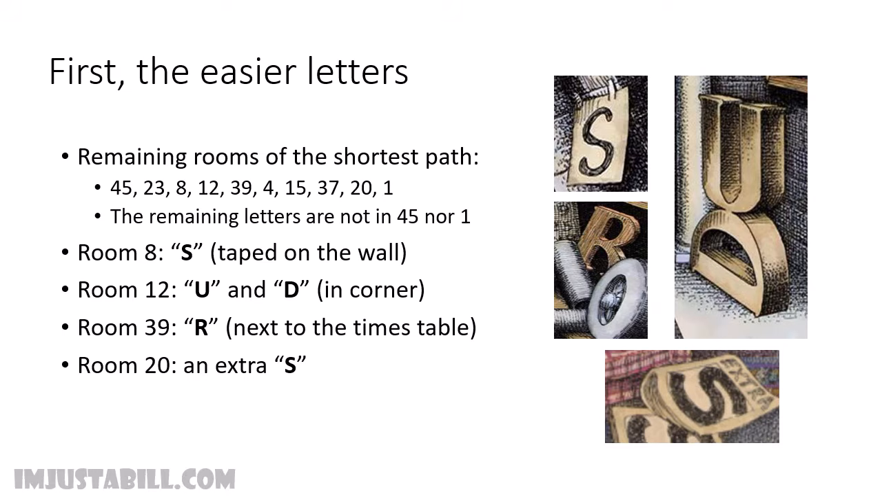Now, in room number 8, that's the tilted room, you'll see that there is a piece of paper taped on the right-hand side of the wall, and it's a letter S that's on there. So we get the letter S. In room 12, there's a U and a D stacked in one corner. Those are 2 more of the letters. And in room 39, the wine cellar room, there is an R.